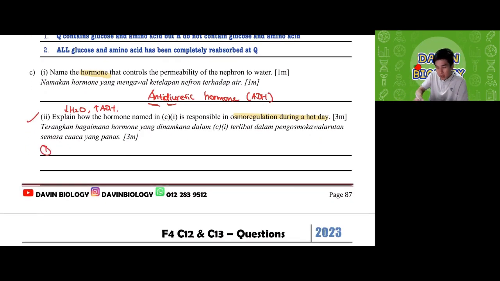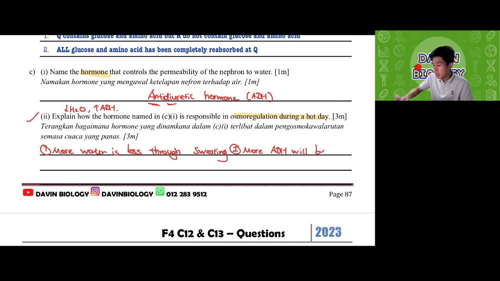So you just say, more water is lost through sweating. So if you sweat, you use more water, therefore more ADH. Then 3 marks, so you don't need to write too much. So say more ADH will be secreted, and therefore more water is reabsorbed. Again, reabsorbed at the distal convoluted tubule. Okay, here, short, distal convoluted tubule.